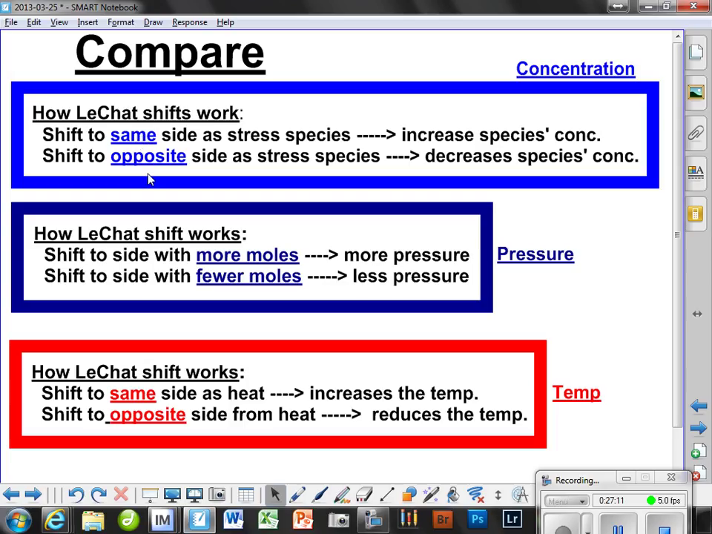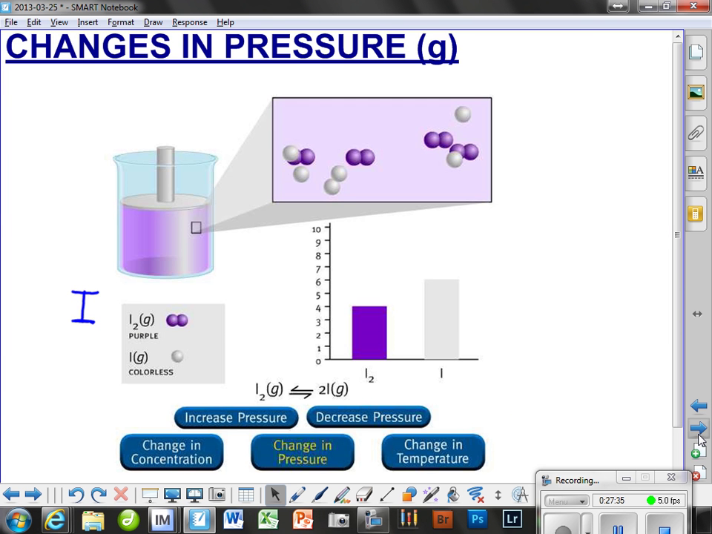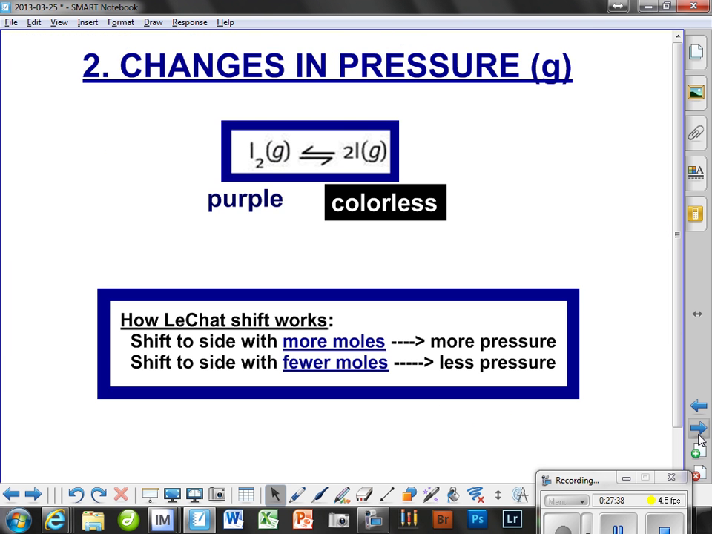Here, same or opposite side as the species we're talking about, right? Notice same and opposite come in with temperature changes that are stressing this situation. But this guy is more moles or fewer moles. That's how LeChat takes care of pressure changes. He doesn't really take care of it, but he gets it back that direction. So we're trying to talk about here what happens with pressure changes.